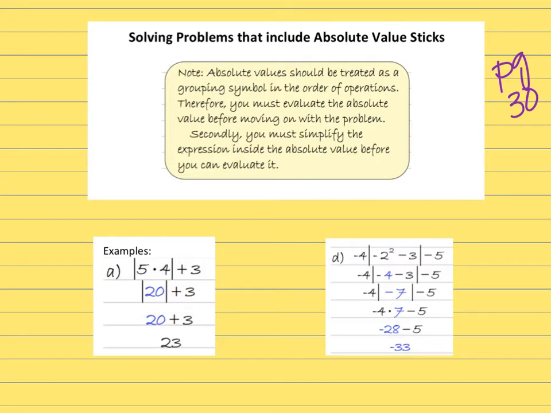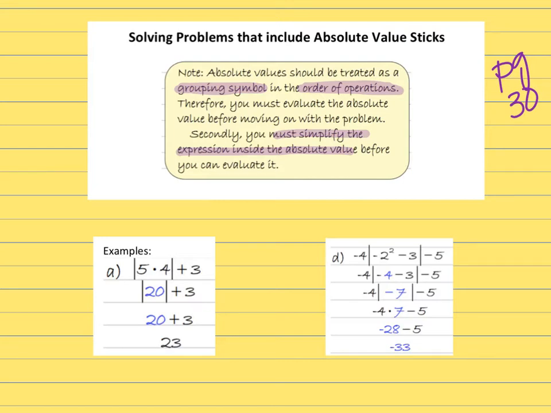So just like in order of operations, we're going to treat it like a parentheses. It needs to be done first. We need to make sure we do it before everything else in the problem. And then secondly, we have to simplify the expression that's inside the absolute value brackets or sticks before we can apply the rule. Okay, simplify the expression inside the absolute value sticks or brackets, whatever you want to call it.